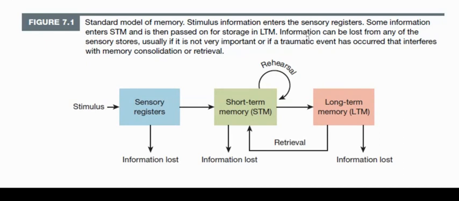From our sensory registers, also called the sensory buffer, it transfers all this information to our short-term memory, STM, and that's where we have short-term rehearsal. Later on, the third pathway will be to transfer all this information from STM to LTM, long-term memory.